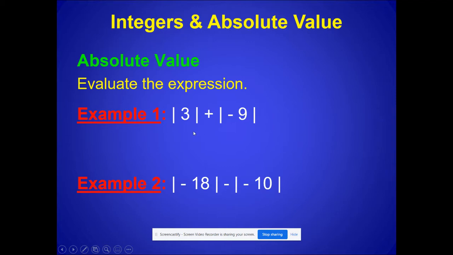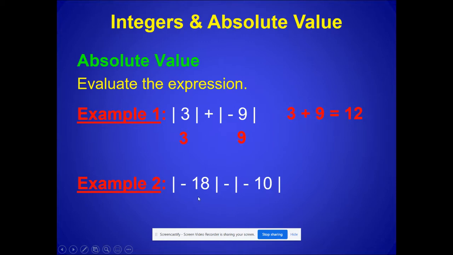Here is another example of an expression. The absolute value of 3 plus the absolute value of -9. The absolute value of 3 is 3. The absolute value of -9 is 9. We would add these two together to get 12.